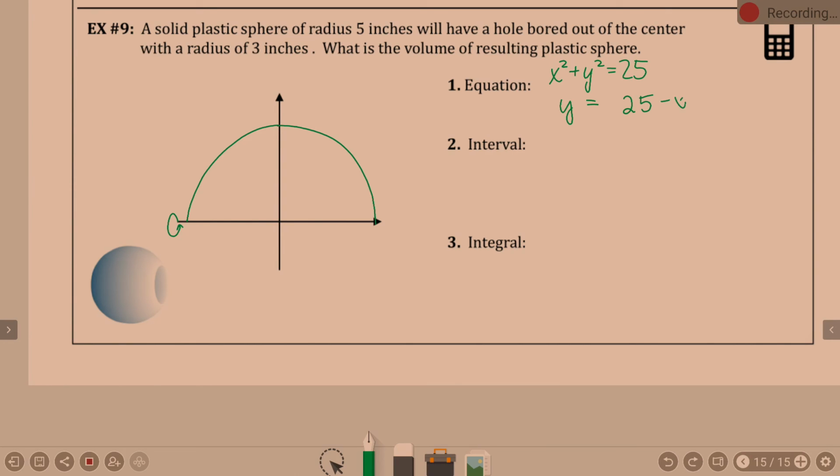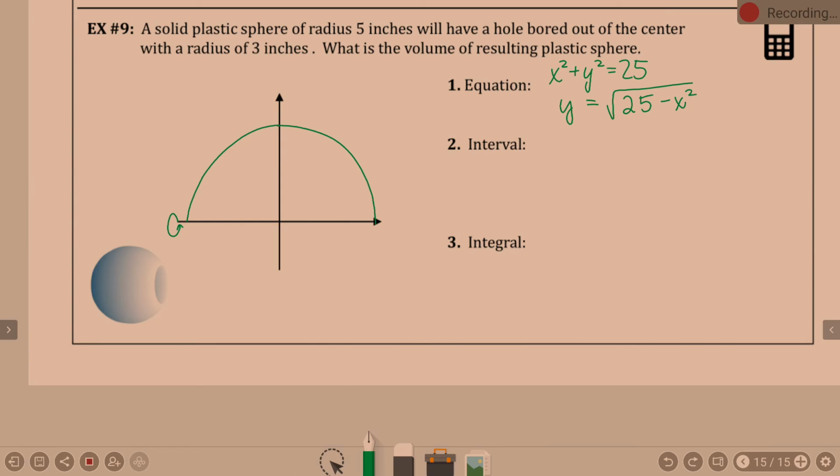25 minus x squared, the square root of it. Officially, it's plus or minus the square root of it, but we're only looking at the top half of the circle, right? Okay.